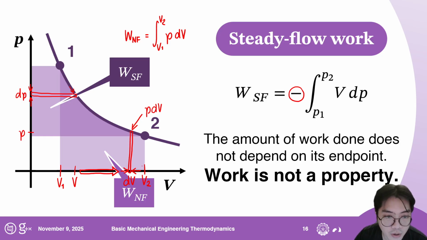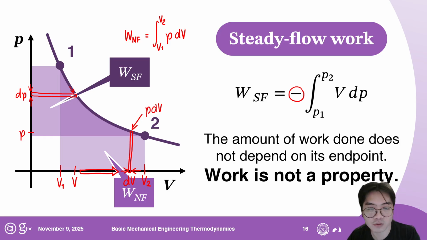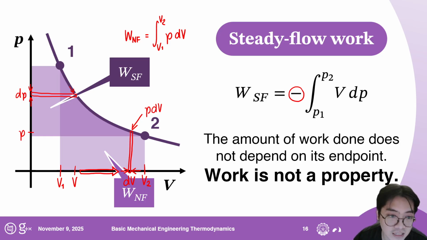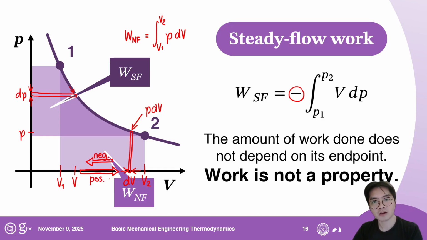Or in other words, if your V1 is bigger than your V2, that would mean that you made the volume smaller. And in that case, the work non-flow would be registered as a negative because you've now read it from right to left. This is now your negative, and then this is now your positive. Now, let's see what's supposed to happen for the work steady flow.